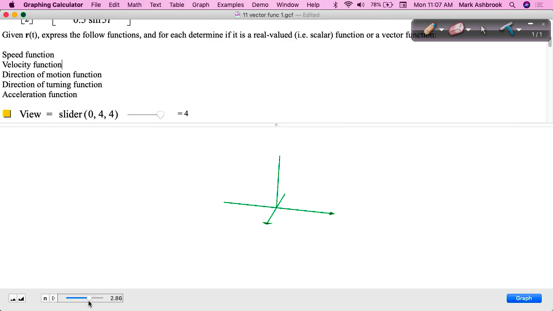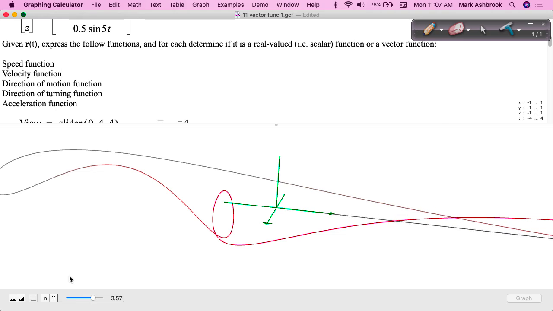I'll slow it down. And then you get a partner, and everyone's talking about this.